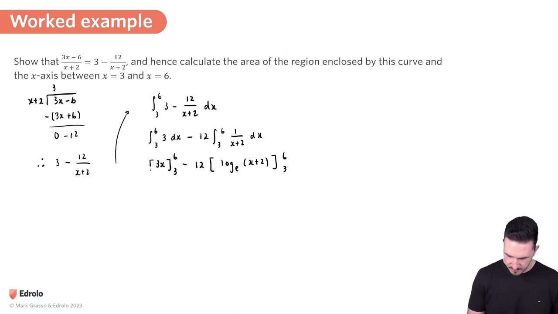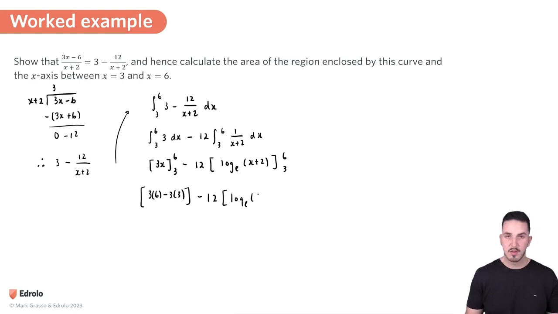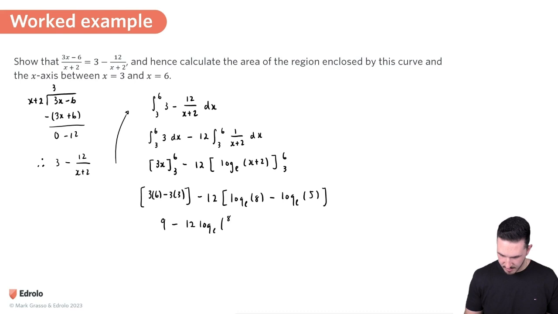Now we're going to substitute in our upper boundary and lower boundary for each of these sections. So it's going to be 3 times 6 minus 3 times 3, then minus 12 times log e of 6 plus 2, which is 8, minus log e of 3 plus 2, which is 5. And so 3 times 6 is 18, minus 3 times 3 is 9. So 18 minus 9 is 9. So 9 minus 12 times log e of 8 over 5.